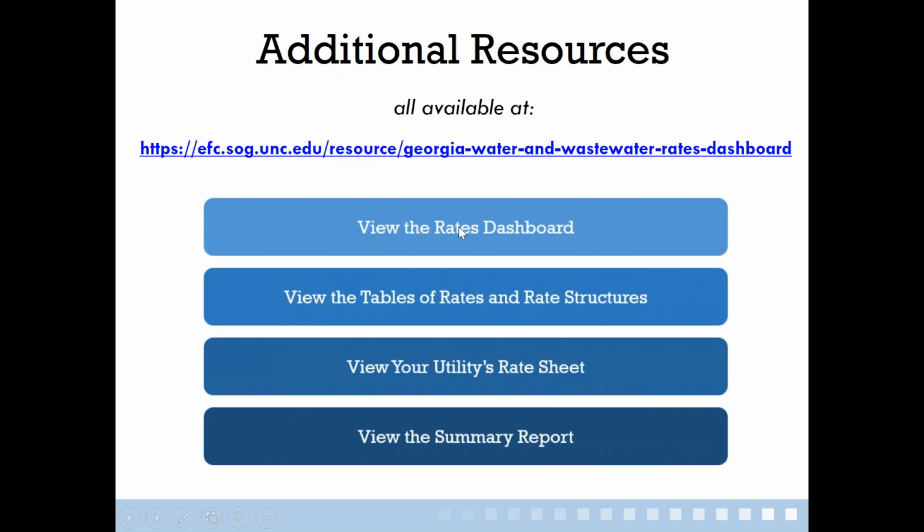Once you click on that link, you're given 4 additional, easy things to click on that could potentially be resources for you. The first would be just looking at the rates dashboard. We also have tables of rates and rate structures. We have your utility's rate sheet if you wanted to view that. And also we have summary reports. Like Annalee mentioned, we've been working with GFO since 2007 to produce these rates dashboards, so we have a lot of data between the tables and the summary reports. If you were interested in looking at trends and changes in either your utility or the whole cohort, we have that information available.